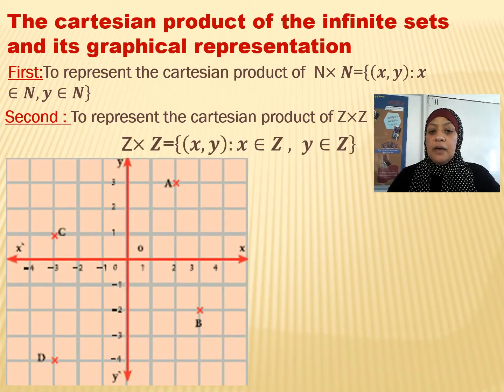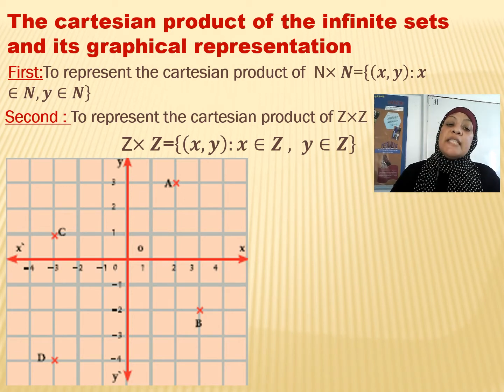Okay, here, who can tell me which one this graph represents? N product N or Z product Z? Why is it Z product Z? Because I have two axes. The first axis represents the positive, negative, and 0. What about the second, the y-axis? It represents another Z, positive, negative, and 0, right? When I'm going to represent any point in the graph, it means I'm going to represent it in Z product Z.